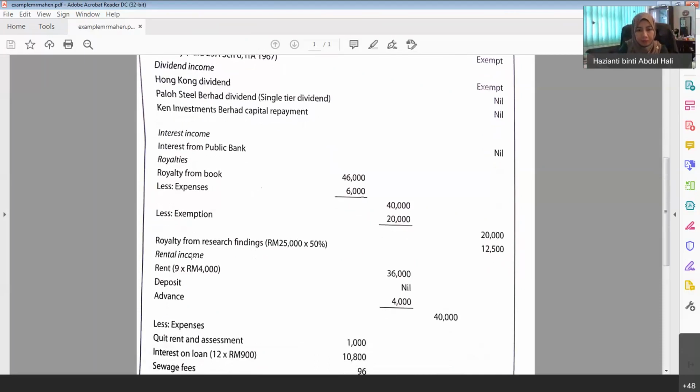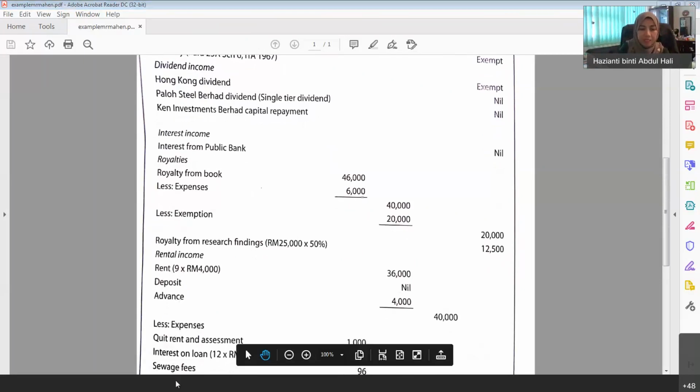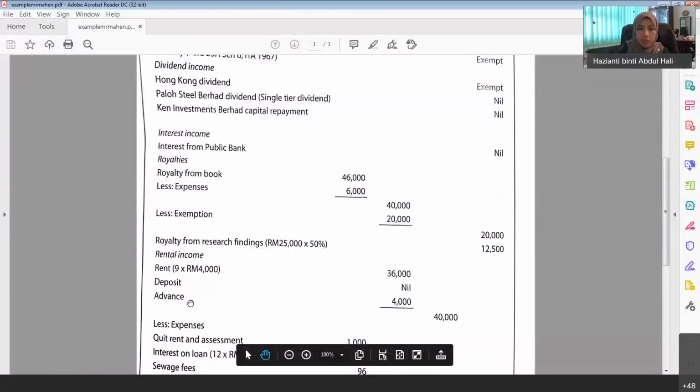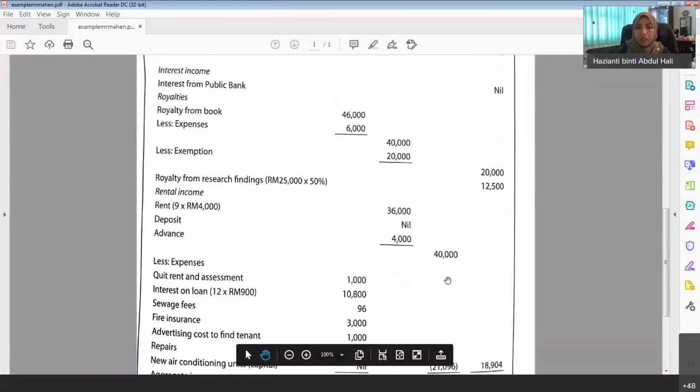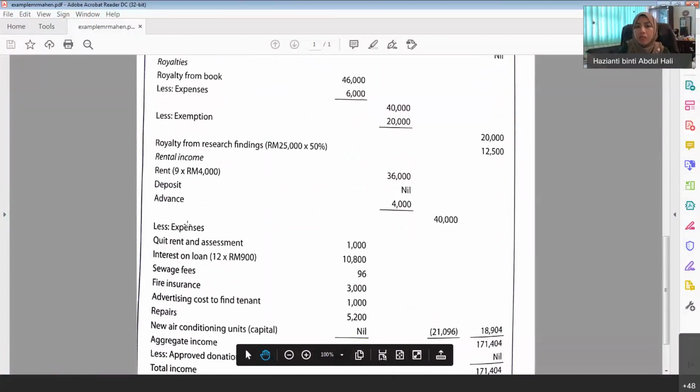Alright, then rental income. 9 months times 4,000. Right, remember a deposit is not rental income. And then advance rental, he says he received here an advance of 4,000. Remember, advance rental, even though the advance is for next year, it will be assessed this year. Right, that is why in our calculation we have advance rental 4,000 here. Right, that will give us 40,000. Alright, and then we have to deduct all the allowable expenses.